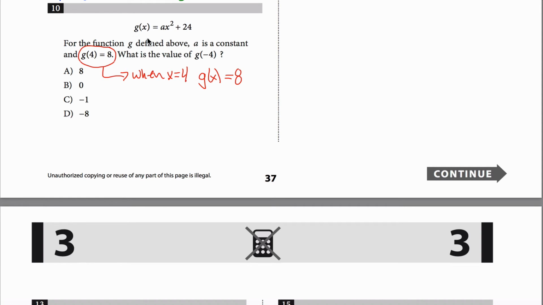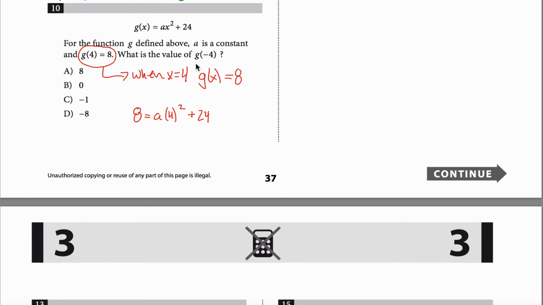So you can take this equation and rewrite it, except instead of writing g of x, you can just write 8, because you figured out that when x equals 4, g of x equals 8. So copy down this equation. Everywhere you see an x, write a 4 instead. Everywhere you see a g of x, write an 8 instead. You get this equation here.